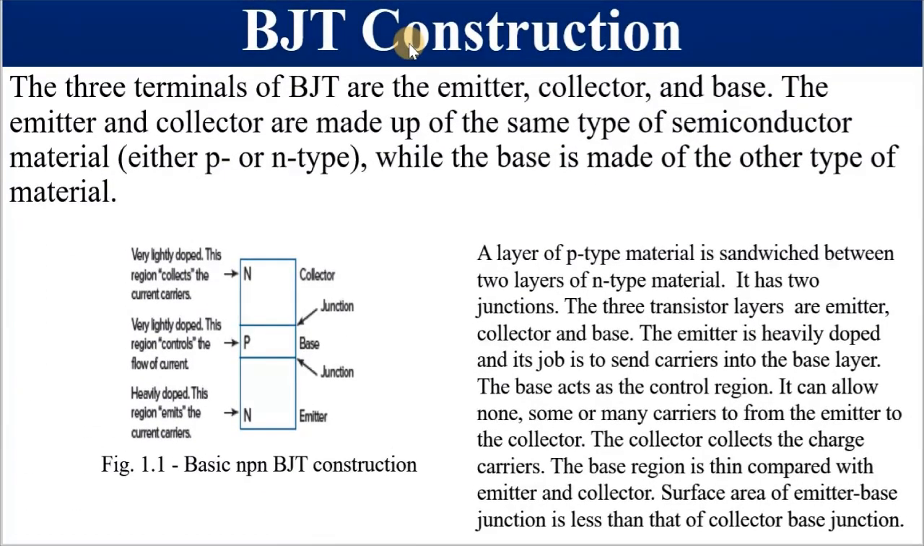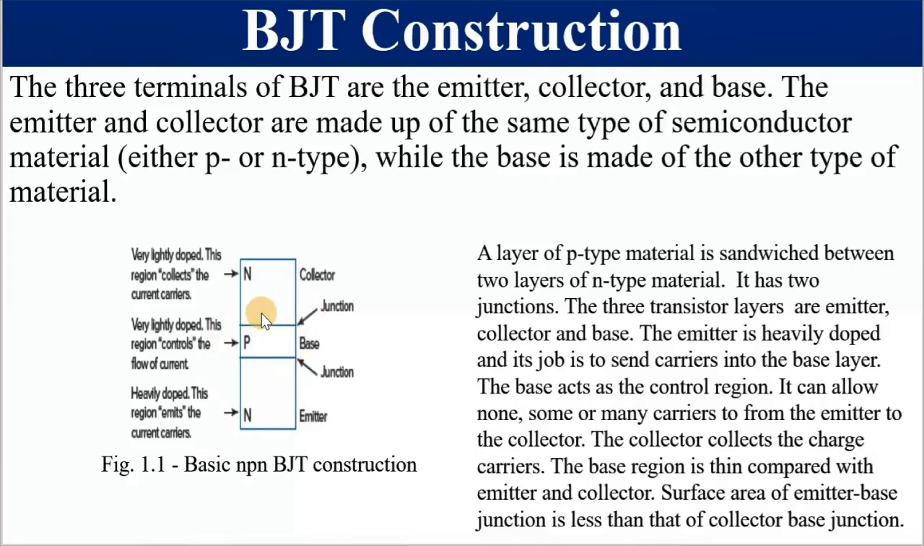First things first, we want to know how a BJT transistor is constructed. It has three terminals, as you can see. This is the construction of an NPN transistor. As you can see, this is called the collector, this is called the base, and this is called the emitter. And there are two junctions. This is one junction, and this is another junction.